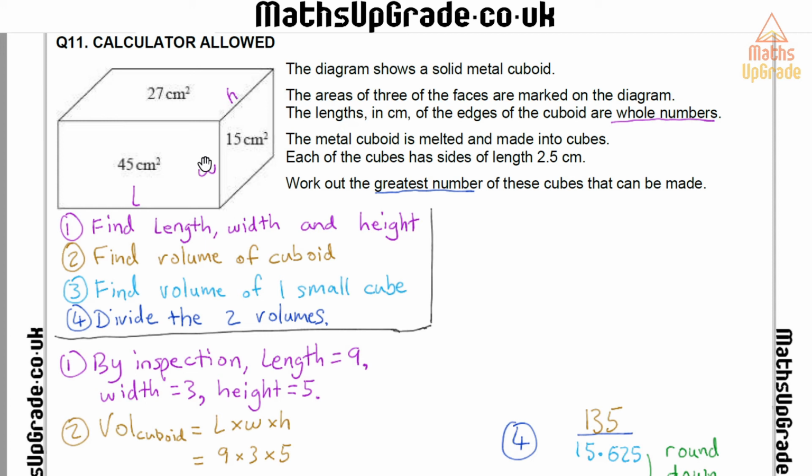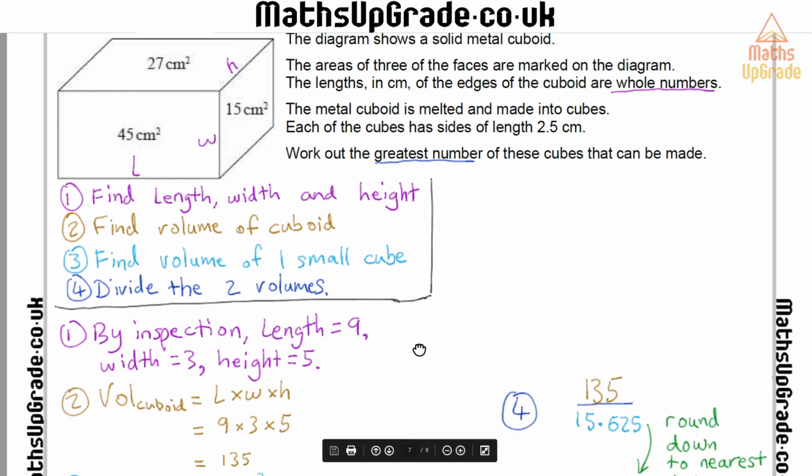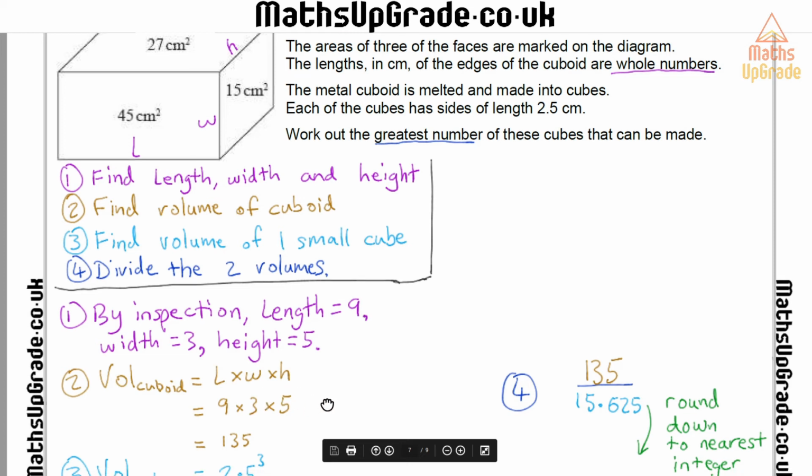You need to think of 3 numbers which multiply together when 2 of the numbers multiply together to give 27, 2 of them multiply to give 15, and the other combination is to give 45. And I can see that common factors of 27, 15 and 45 are actually 9, 3 and 5. So if the length is 9, width is 3 and height is 5, then I can find the volume by multiplying them together, and that gives 135 centimeters cubed.